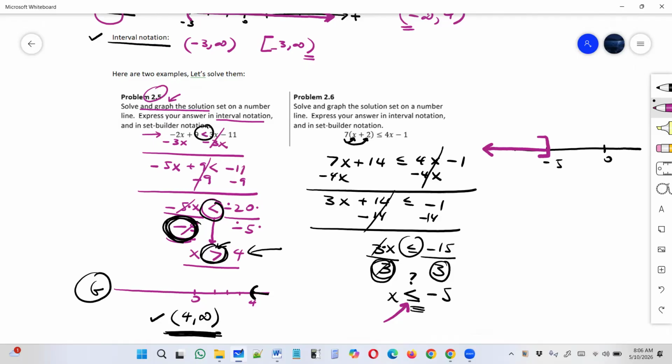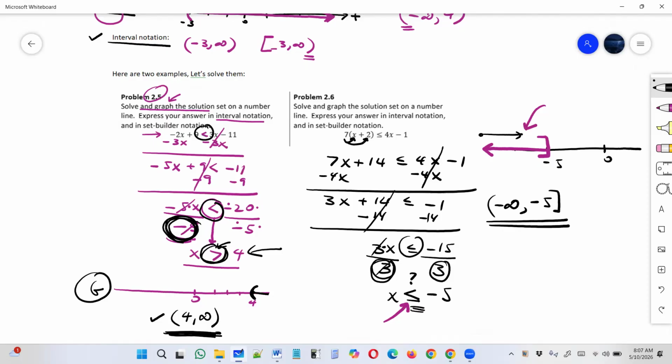Okay. So if there is an equal sign at the bottom of the inequality, we use a bracket. Otherwise, we use parentheses. And now we are going to represent this interval in this color in interval notation. So we always go from left to right, right? So negative infinity, comma, negative 5 bracket. This is the solution for that problem.